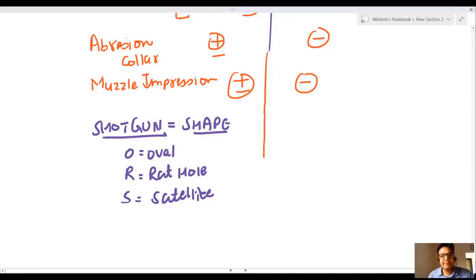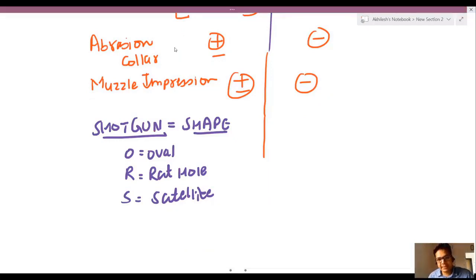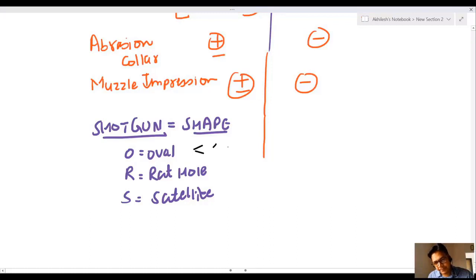Oval shape is seen when the shotgun is less than 1 meter away. Rat hole shape is seen when the shotgun is 1 to 2 meters away. And satellite shape is seen when the shotgun is more than 2 meters away. These shapes are not seen in exit wound.